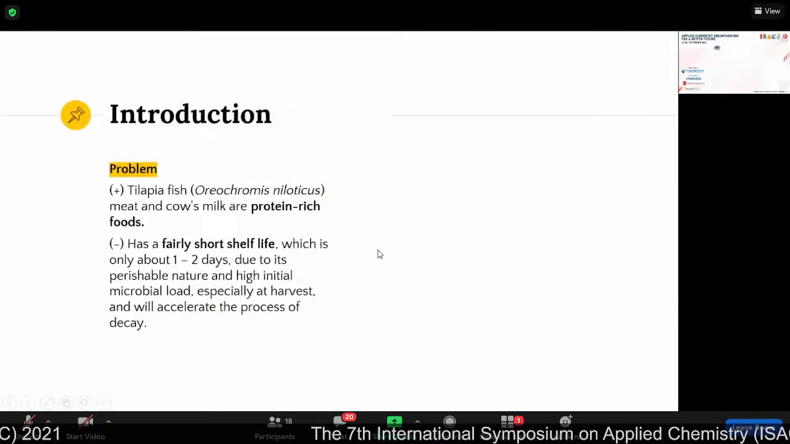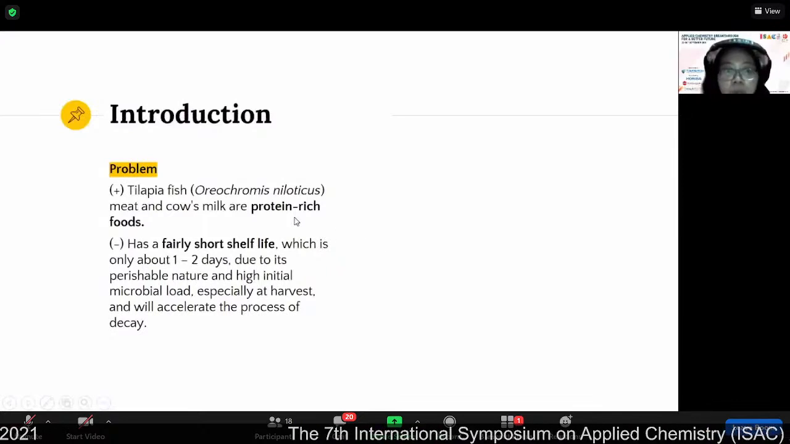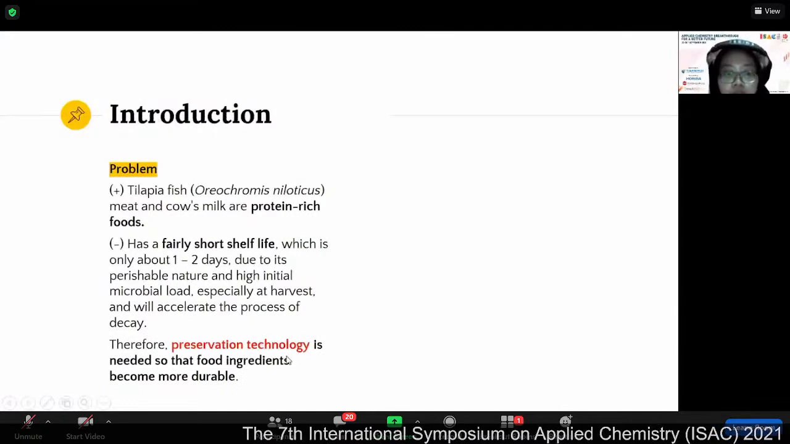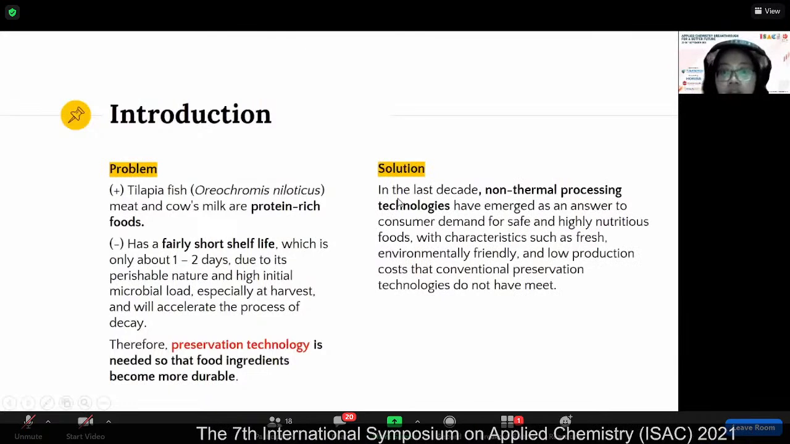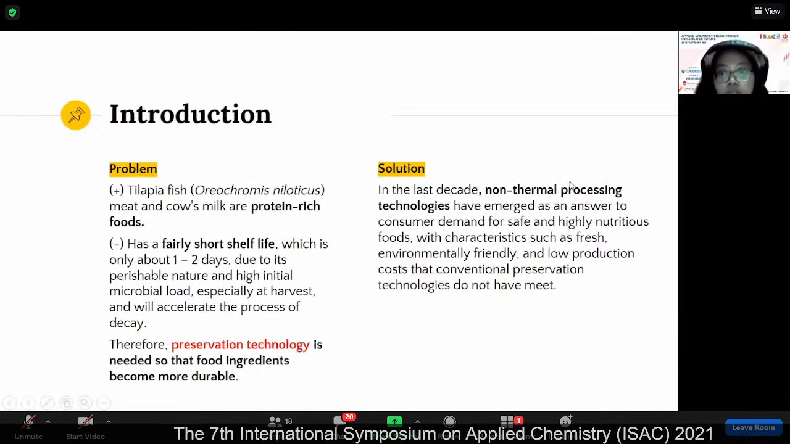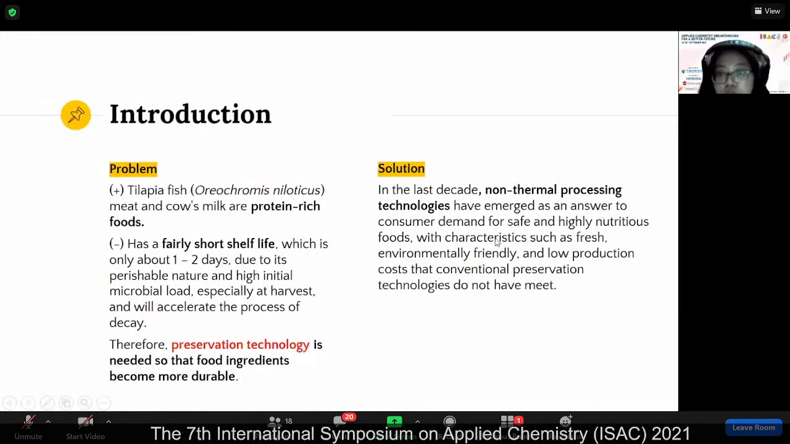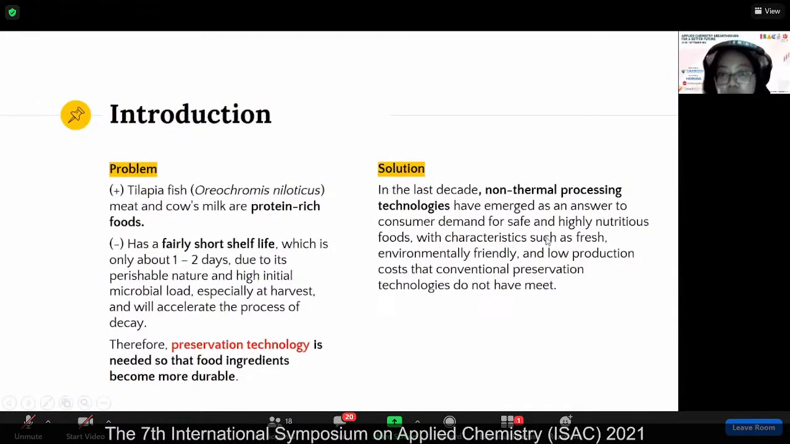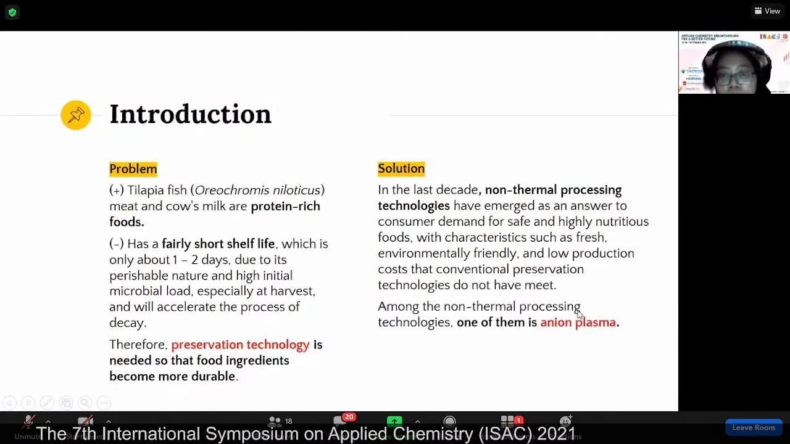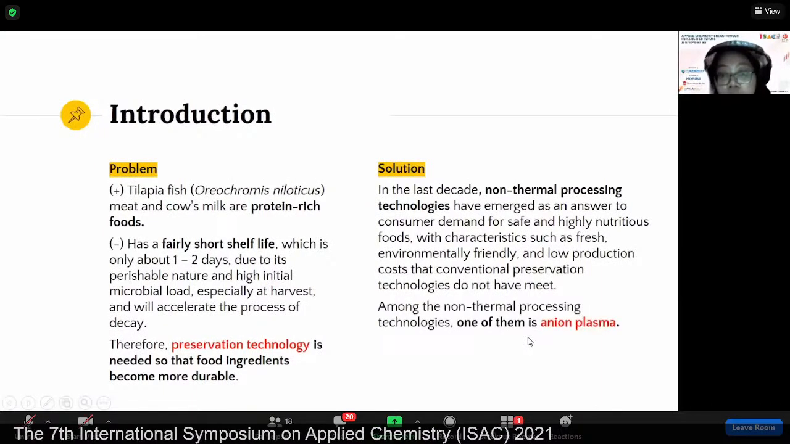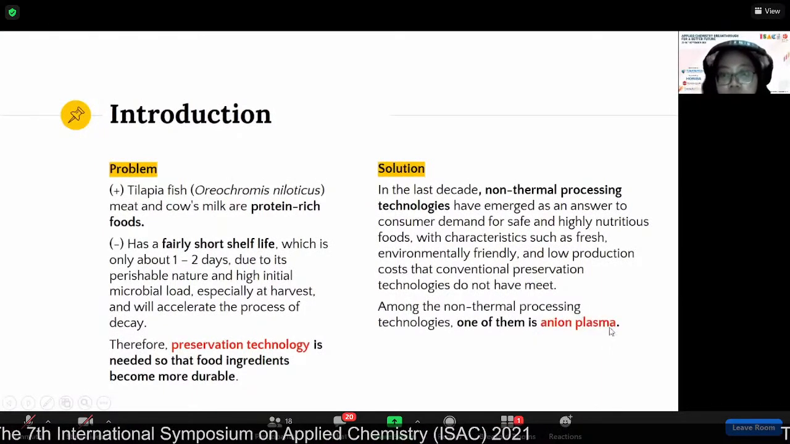As we know, tilapia fish and cow's milk are protein-rich foods, but have a fairly short shelf life. So preservation technology is needed so that food ingredients become more durable. In the last decade, non-thermal processing technology has emerged as an answer to consumer demand for safe and highly nutritious food with characteristics such as freshness that conventional preservation technology does not have. Among the non-thermal processing technologies, one of them is anion plasma.